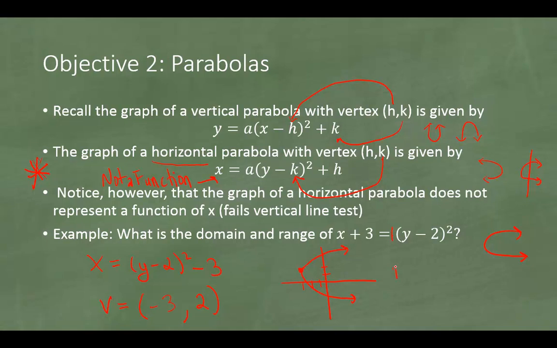So the domain is the x value, so starting at negative 3 all the way to infinity. And the range is negative infinity to infinity, because this thing keeps getting lower and lower and lower, and this thing keeps getting higher and higher and higher. So it's negative infinity to infinity. And we can include this negative 3.